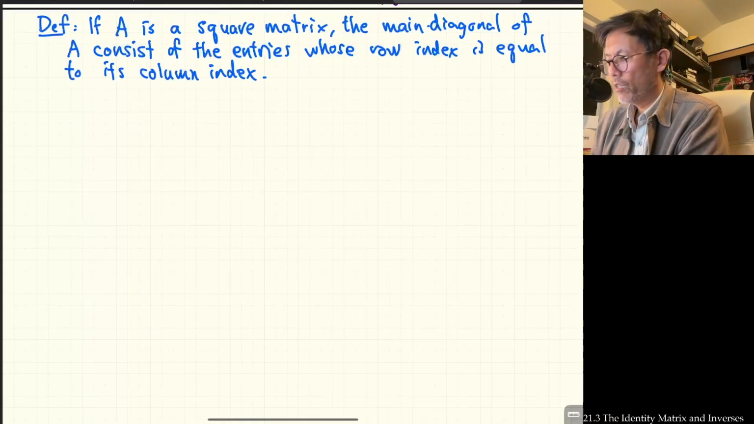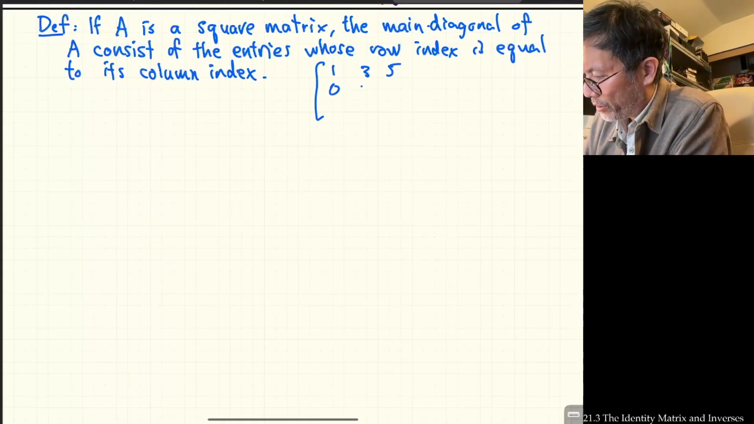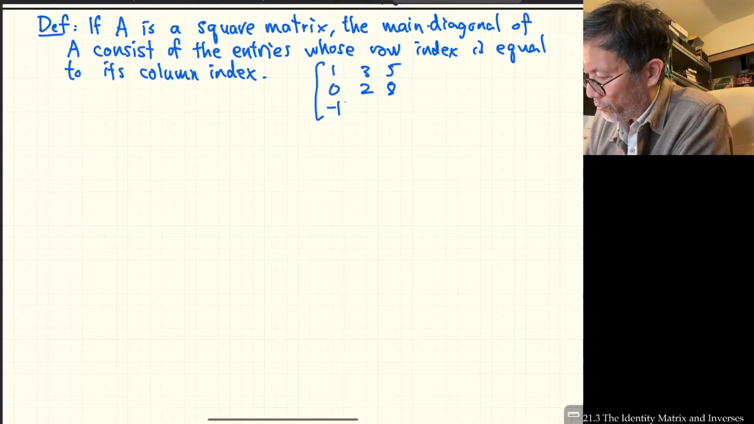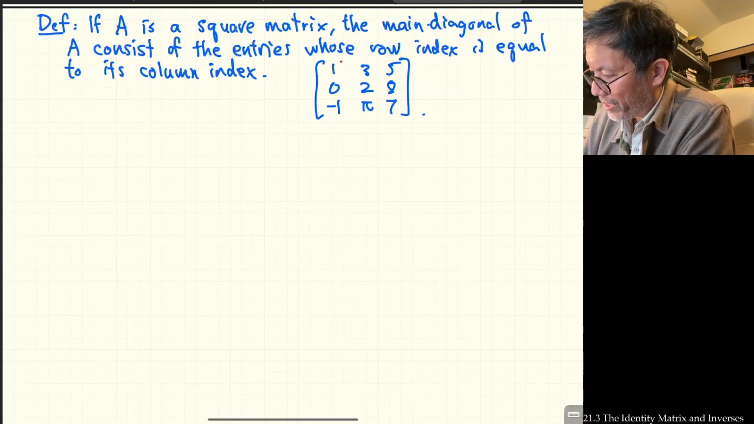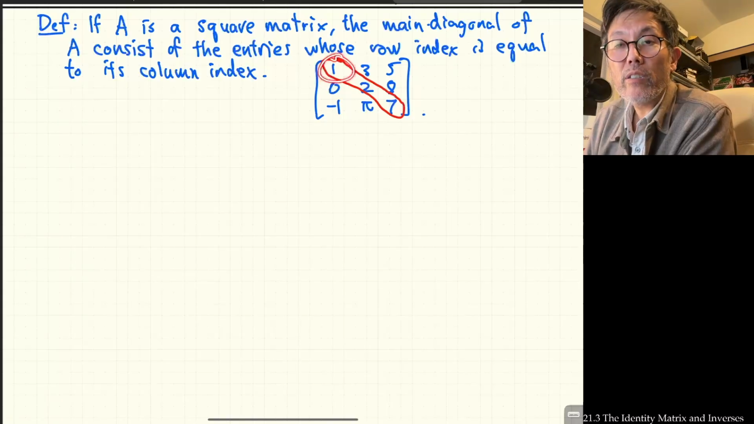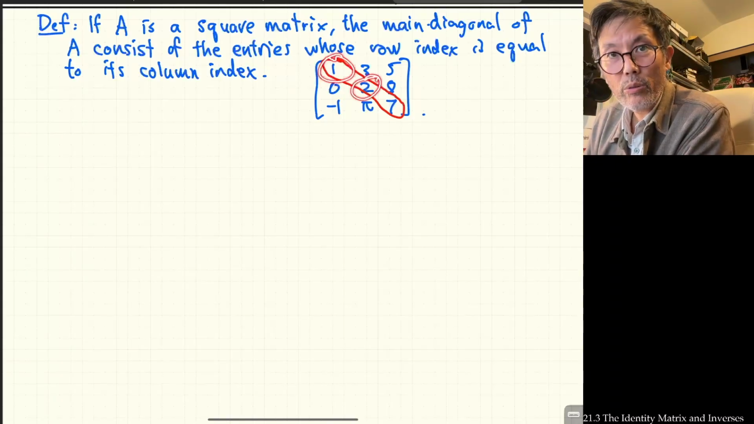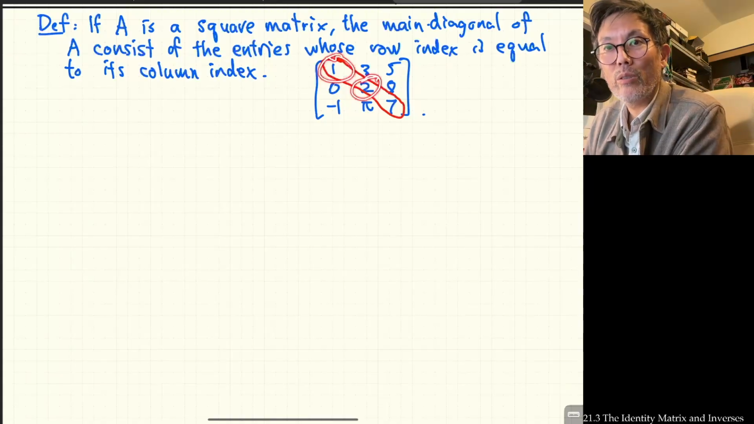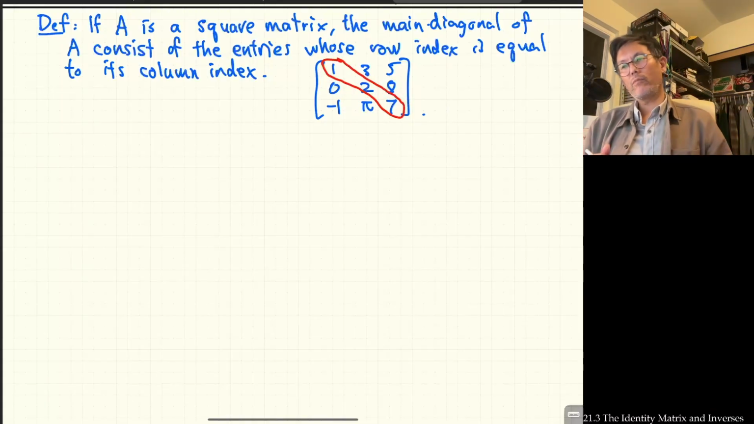Okay. So all I'm saying is if you have a matrix like 1, 3, 5, 0, 2, 8, negative 1, pi, 7, then the main diagonal is simply these entries along here. Because the row index of this is 1, so is its column index, also 1. The row index of this is 2, its column index is also 2. And similarly, the row index of this is 3, and its column index is also 3. That's what I mean.